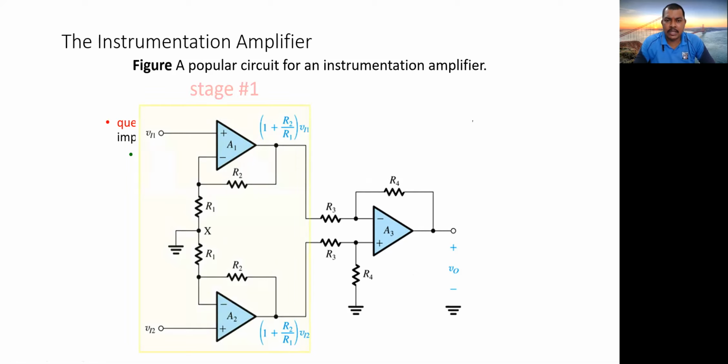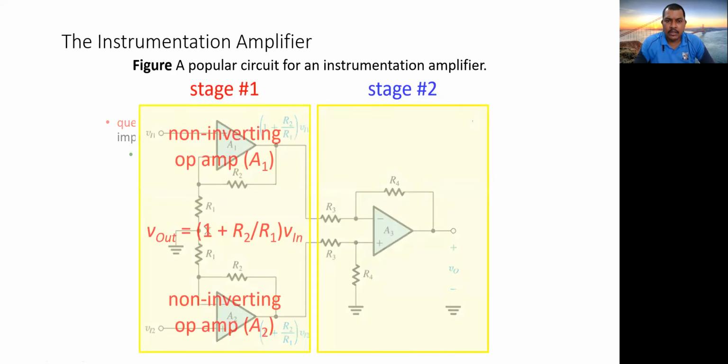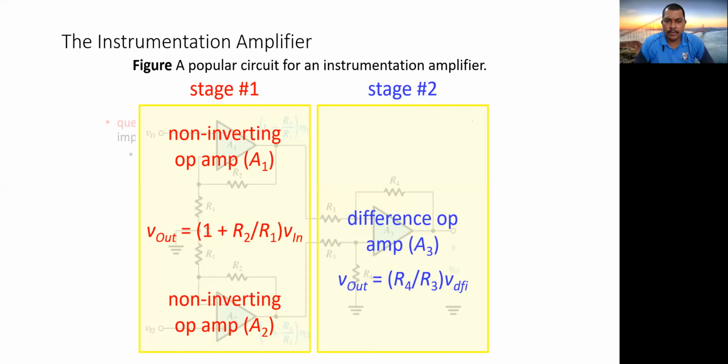So let us see what the characteristics of this are. This is stage one, in which we have two non-inverting op-amps, A1 and A2, which give the output voltage as 1 plus R2 by R1 into V in, V1 and V2, right? And stage two is a normal difference op-amp amplifier, which provides another gain equal to A3, right? So we have two stages: stage one, which is two buffers, and stage two, which is a difference amplifier.